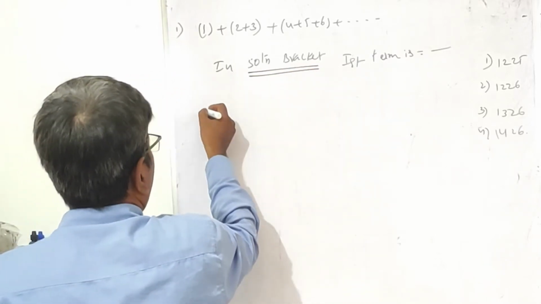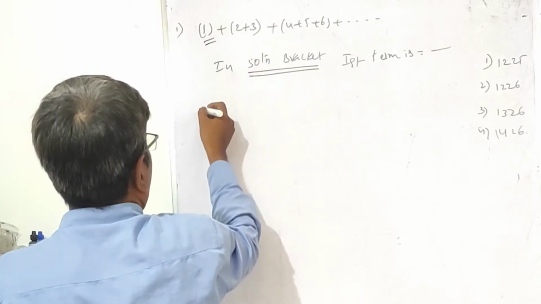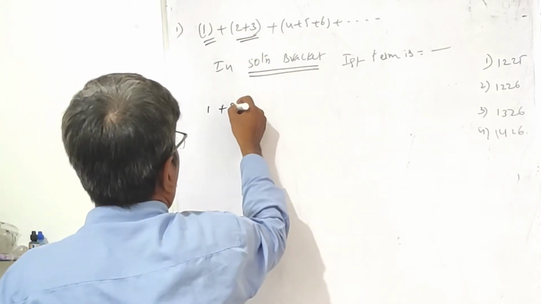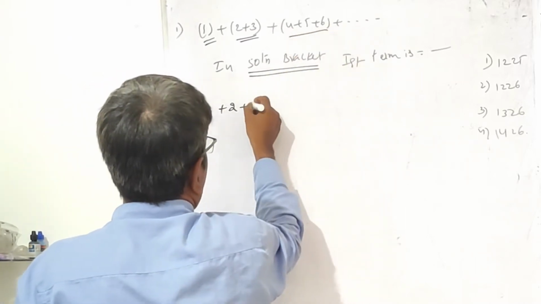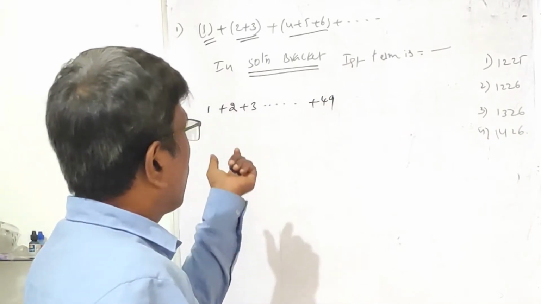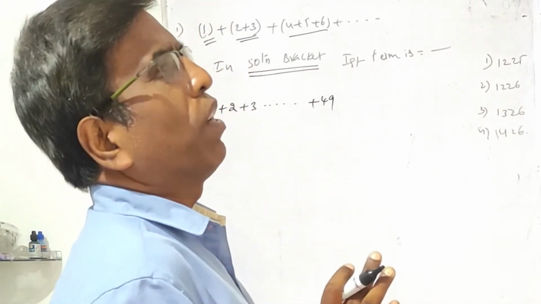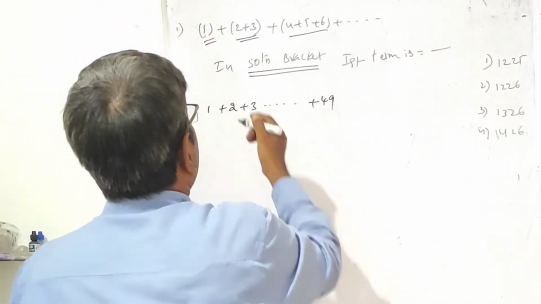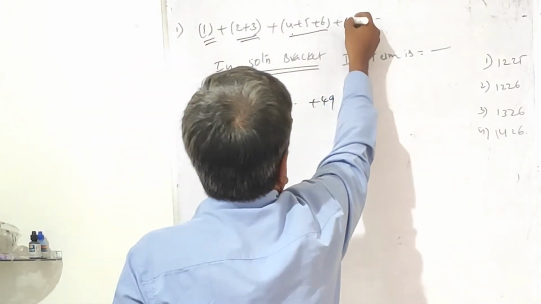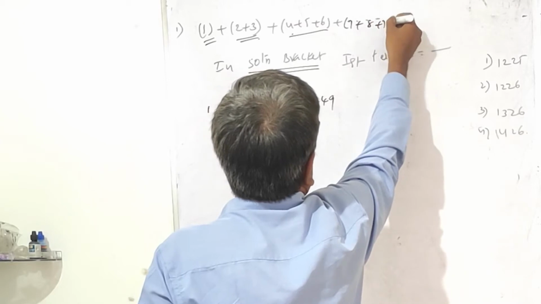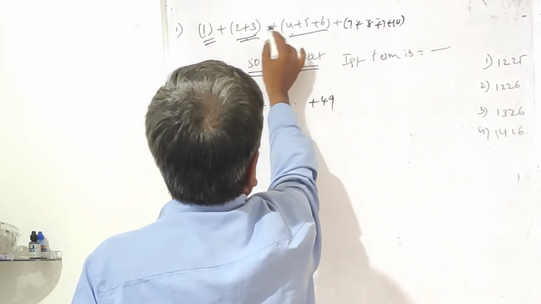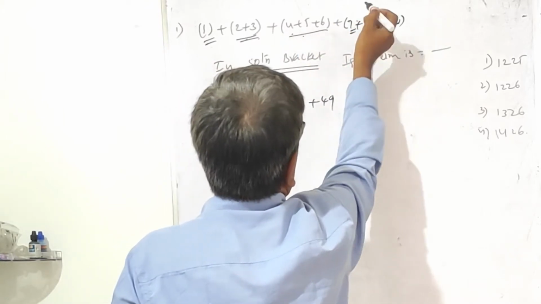Listen, in the first bracket T1, there is one term. In the second, two terms are there. In the third, three terms. So in the 49th bracket, we are getting 49 terms. Suppose you want 7, 8, 9, 10, that is 3 terms plus 1, 4 terms. So here totally 1, 2, 3, 3 plus 3 is 6, 6 plus 1 is 7.